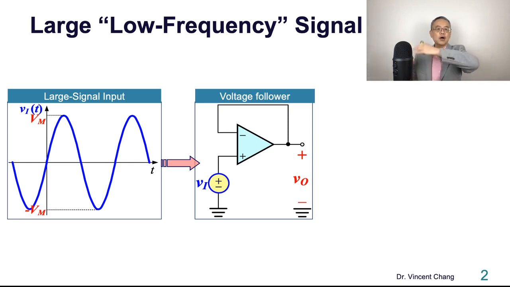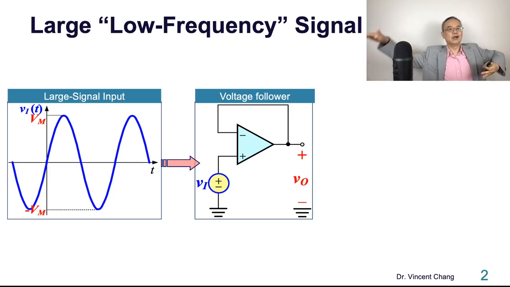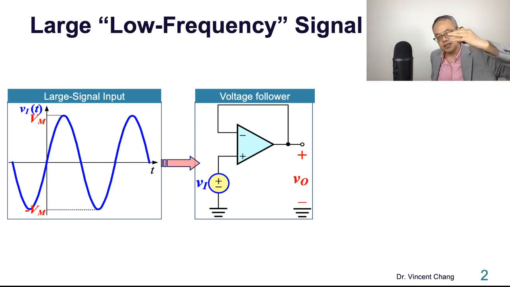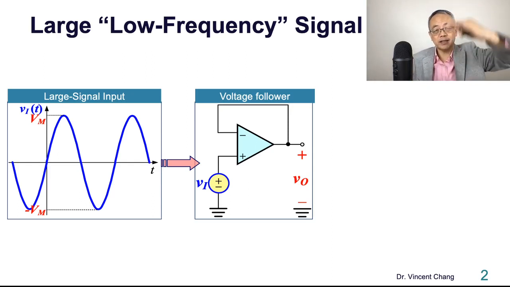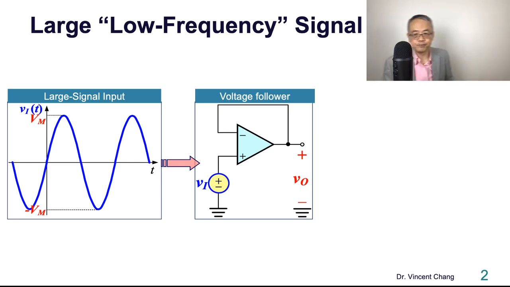So think about it, it's low frequency, but it's large. Because I want to emphasize the large signal, I use the signal amplitude V capital M. V capital M represents the rated output voltage. That's already the maximum swing, the maximum voltage. So it's a large signal input, a sinusoidal input, but at low frequency. Again, a large, low frequency signal.